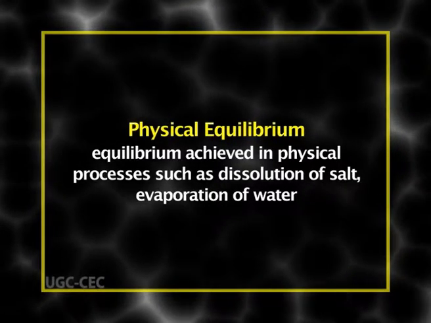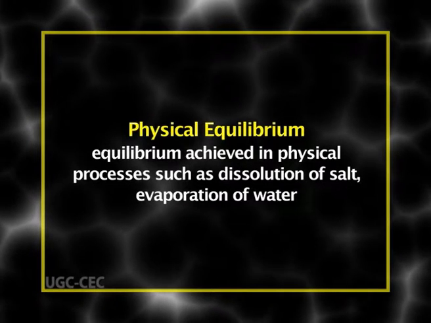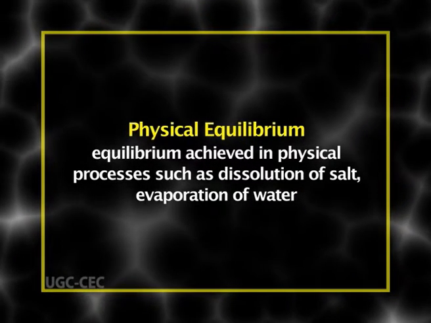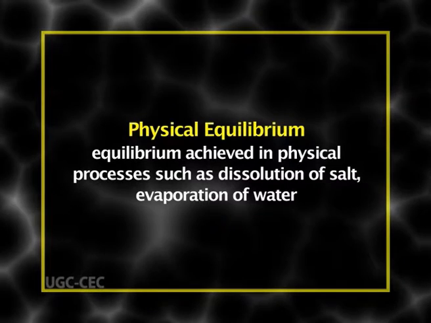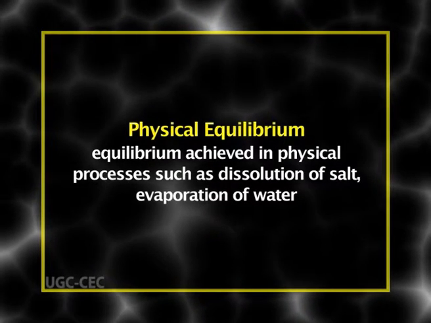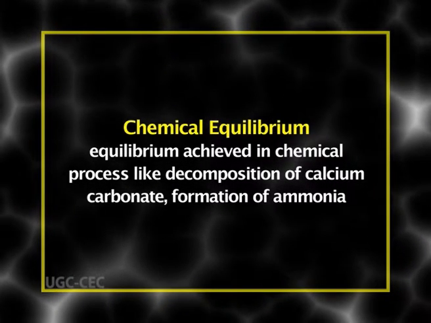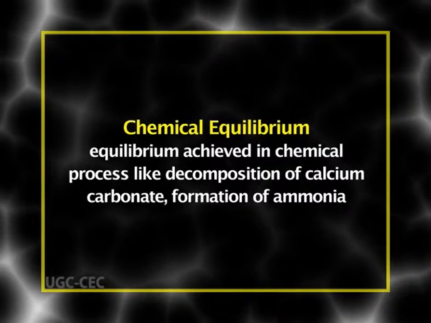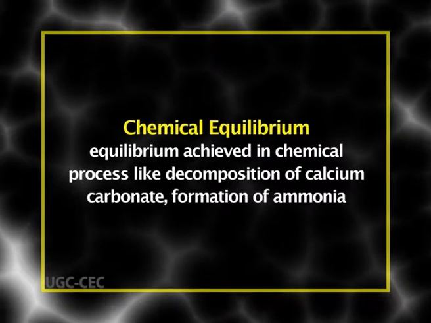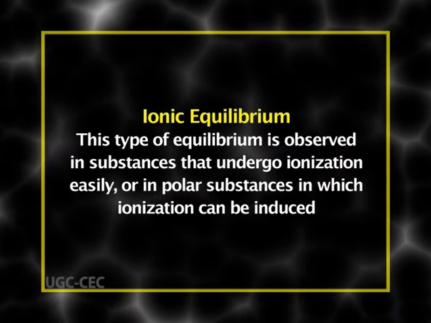Equilibrium represents a state of a process in which properties like temperature, pressure, and concentration of a system do not show any change with the passage of time. The equilibrium achieved in physical processes such as dissolution of salt, evaporation of water, etc. is called physical equilibrium, whereas the equilibrium achieved in chemical processes like decomposition of calcium carbonate, formation of ammonia, etc. is called chemical equilibrium.